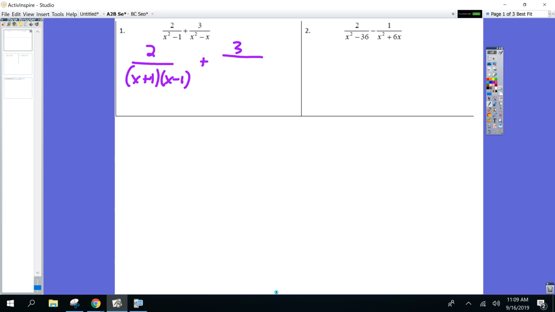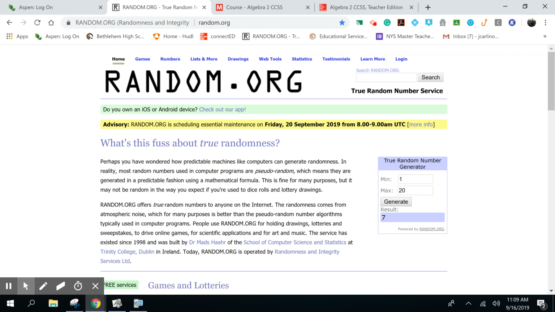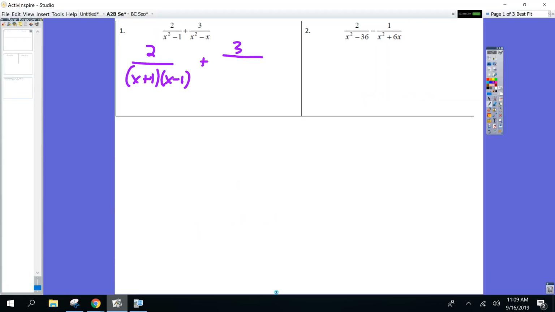Plus 3. Somebody factor the second denominator for me. Factor that easily for me. I shouldn't have said easily. Where do you always start, Sarah? Looking for a what first? Yep, go ahead. Take out an x, and what are you left with? Okay, here we go. Everything's factored.